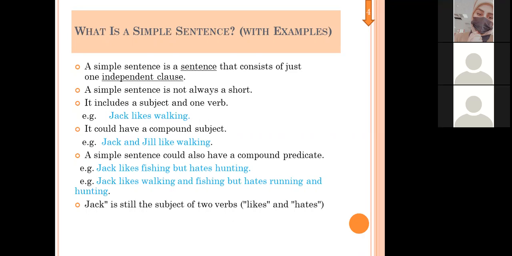For example, Jack and Jill like walking. A simple sentence could also have a compound predicate when two or more verbs share the same subject.